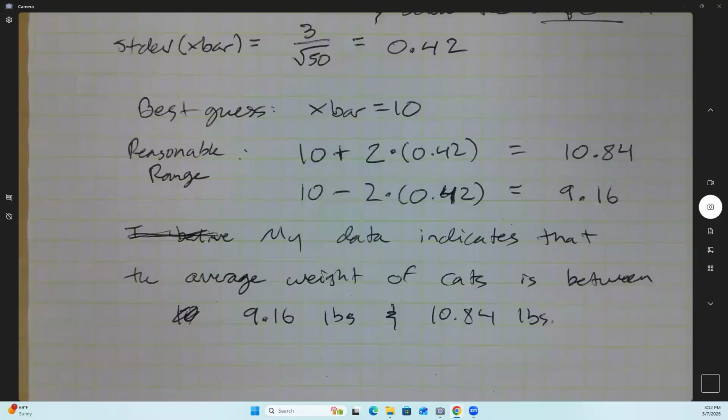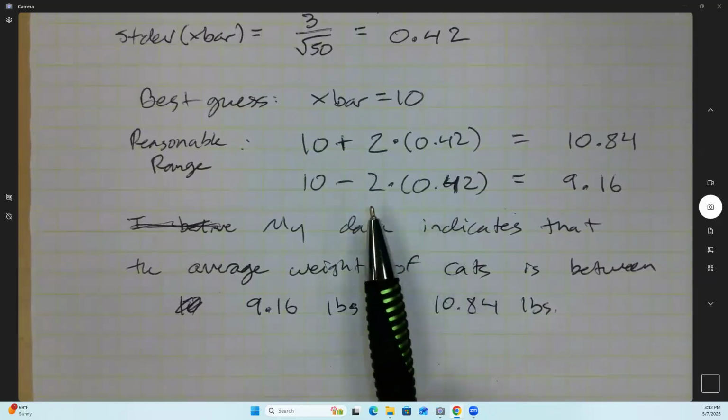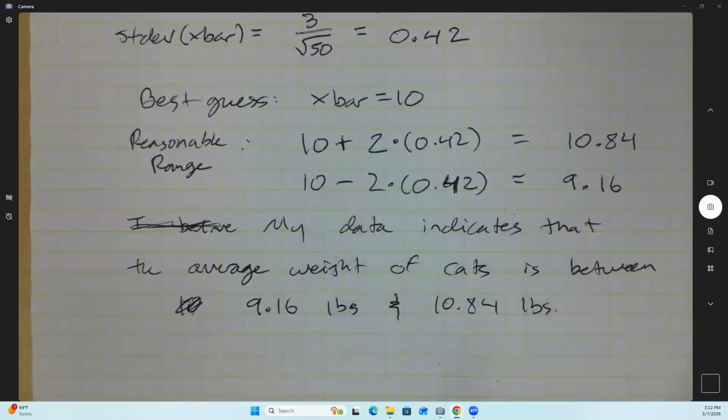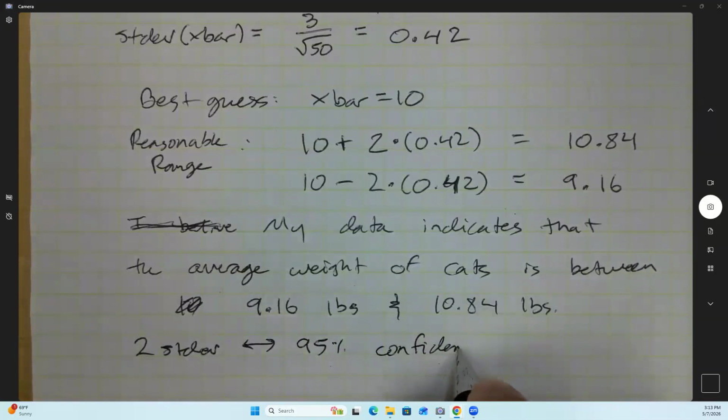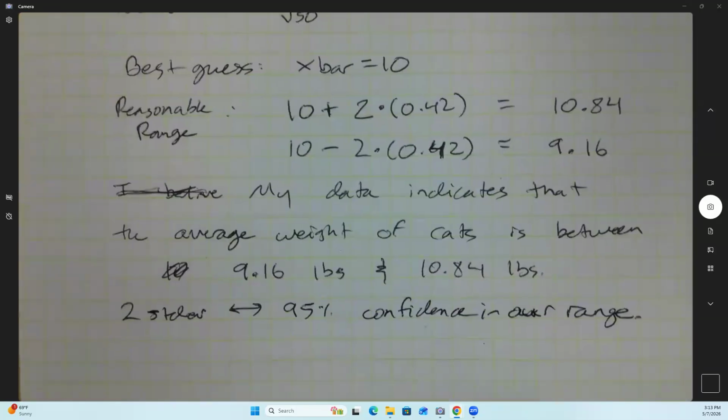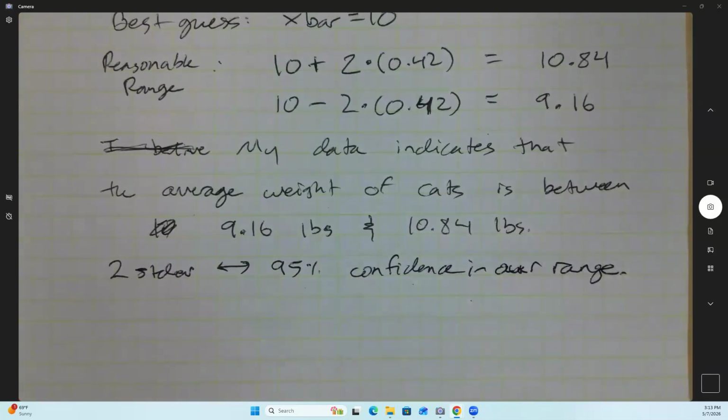Which brings me to that keyword I just said, confidence. How confident are we that we're correct here? Very confident. We can put a number on how confident we are. And the number comes from the choice of two standard deviations. How much of a normal distribution is within two standard deviations? 95%. So two standard deviations corresponds to 95% confidence in our range. If nobody tells you otherwise, we use a 95% confidence interval.